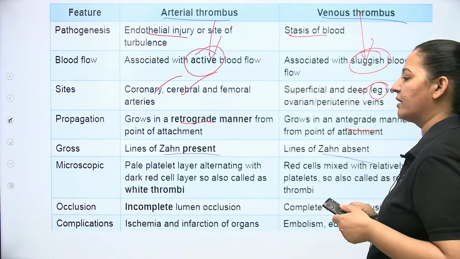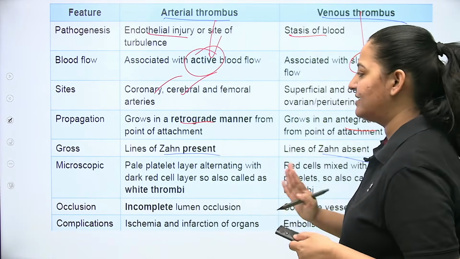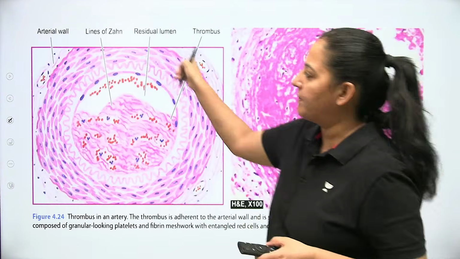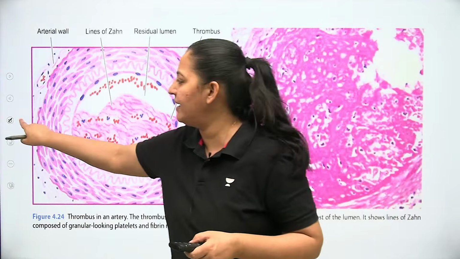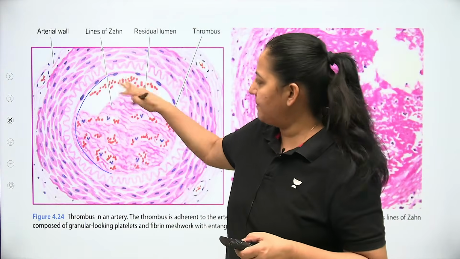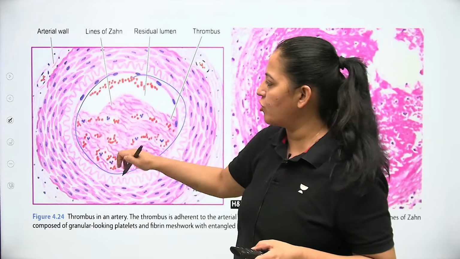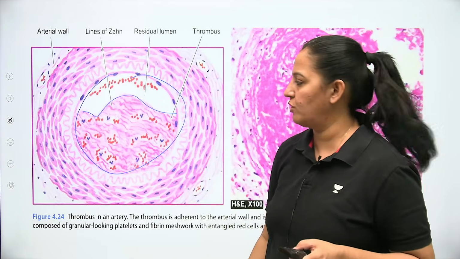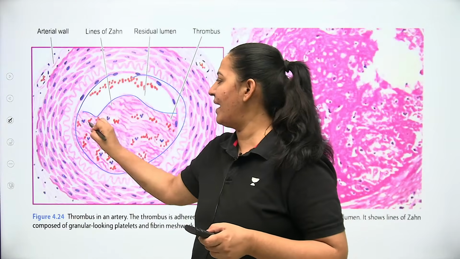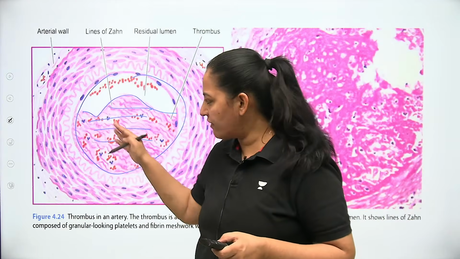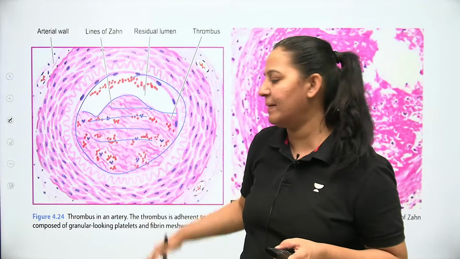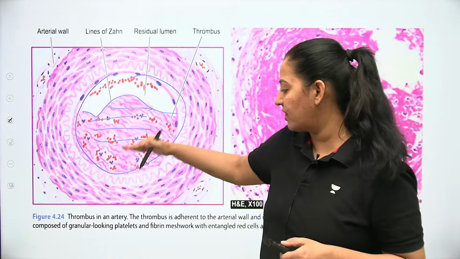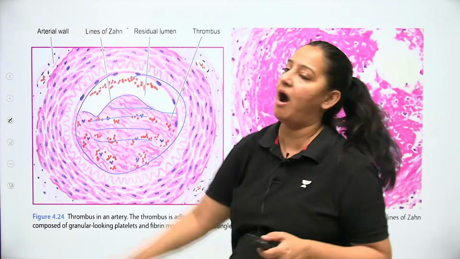What do you mean by lines of Zahn? The lines of Zahn are the alternate light and dark bands. Lines of Zahn are present in artery, absent in vein. Can you see? This is a blood vessel. Appreciate the three layers: intima, media and externa. In the lumen, can you see the thrombus? This one is the thrombus, attached to the wall. In the thrombus, can you see light band, dark band, light band, dark band. The dark one is due to RBC. जहाँ जहाँ पे RBC आ रहे हैं वहाँ पे dark है. जहाँ जहाँ पे fibrin आ रहा है वहाँ पे light है. So alternate light and dark bands are known as lines of Zahn.